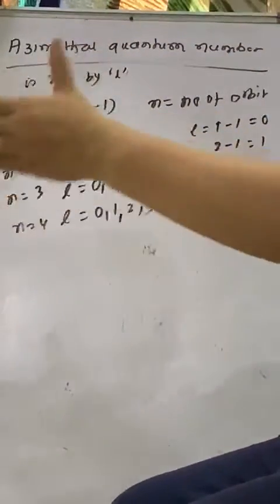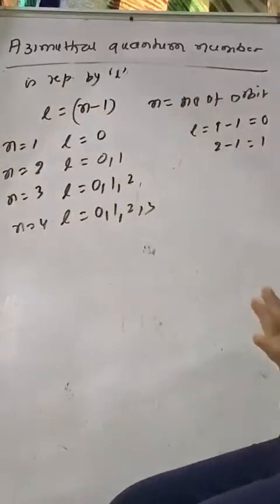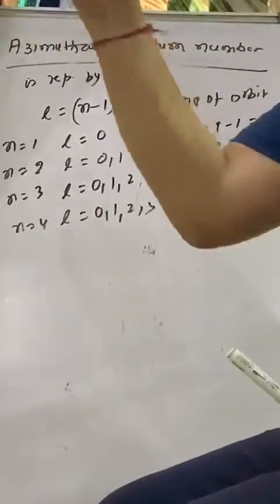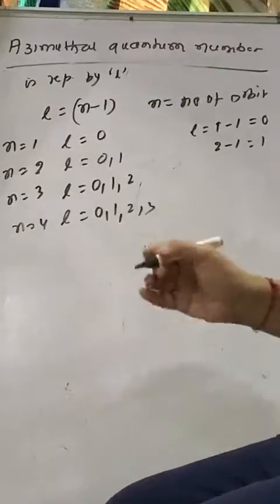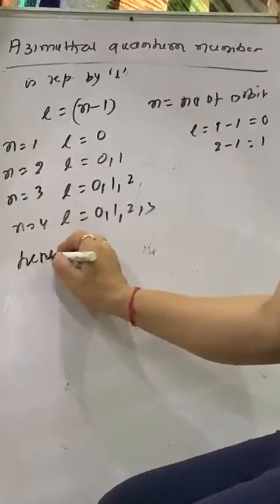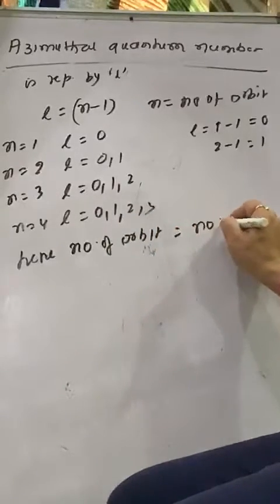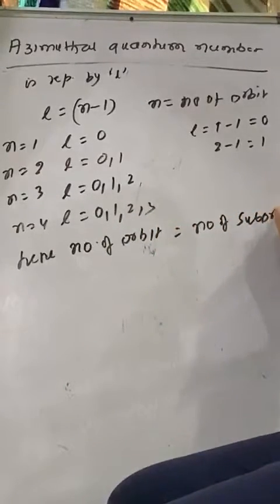That is, the electron will migrate from first orbit to second orbit, third orbit to fourth orbit, like that. And while migrating, L will always be n minus 1. So here it is: the number of orbits will always be equal to the number of suborbits.